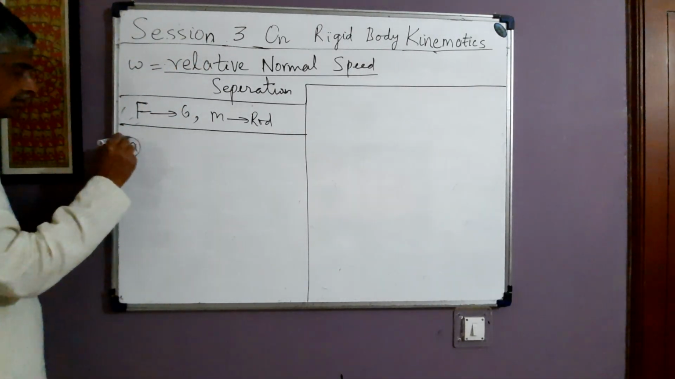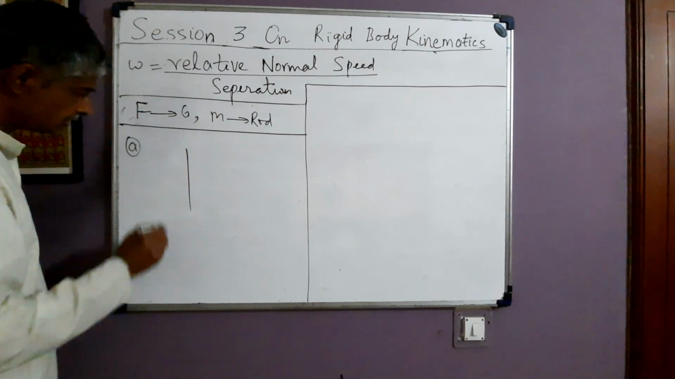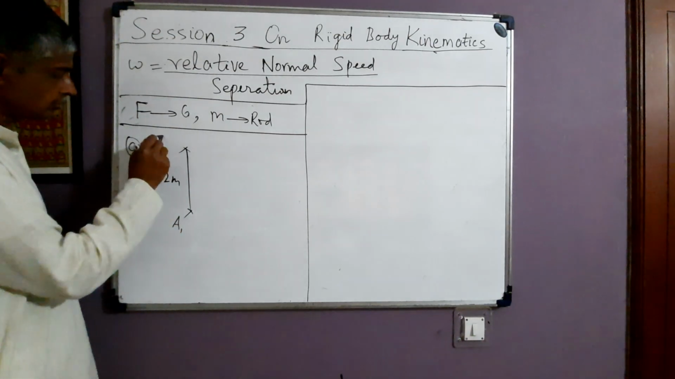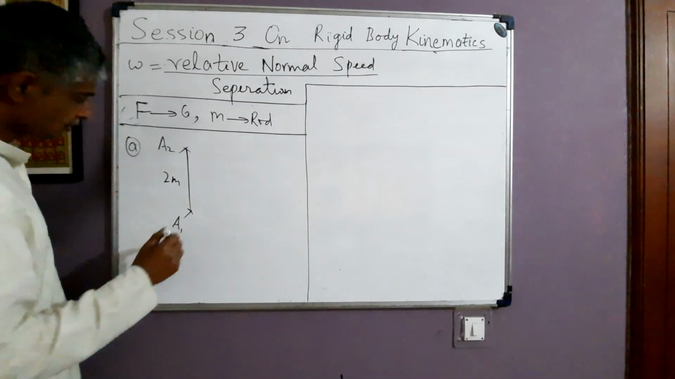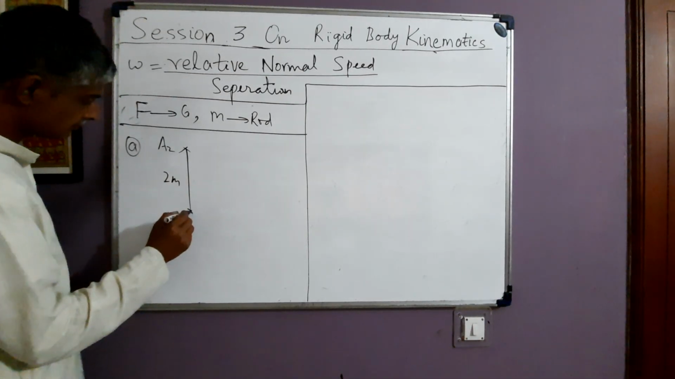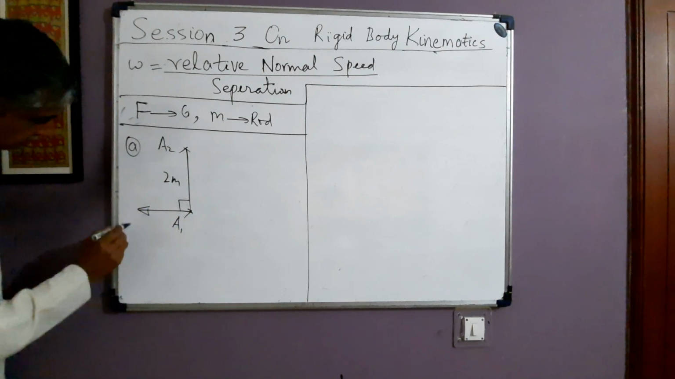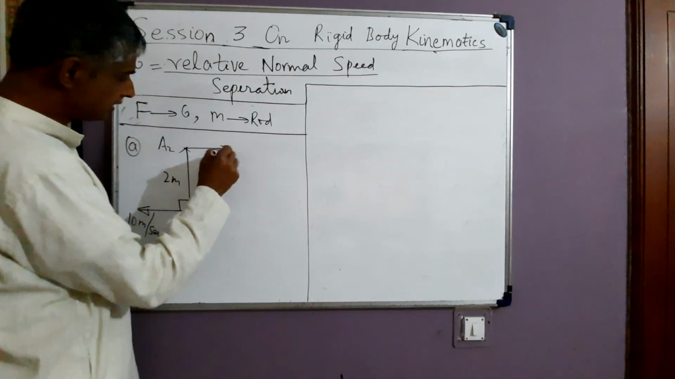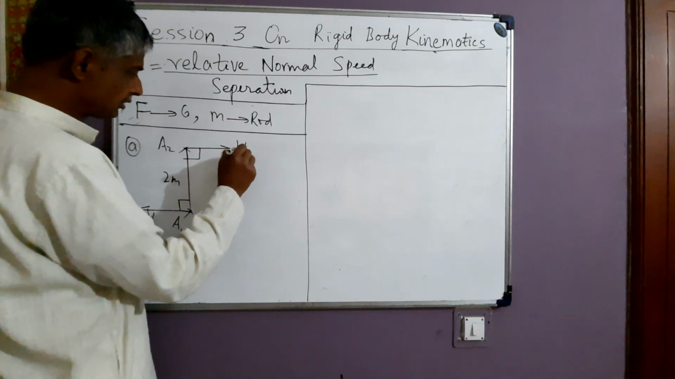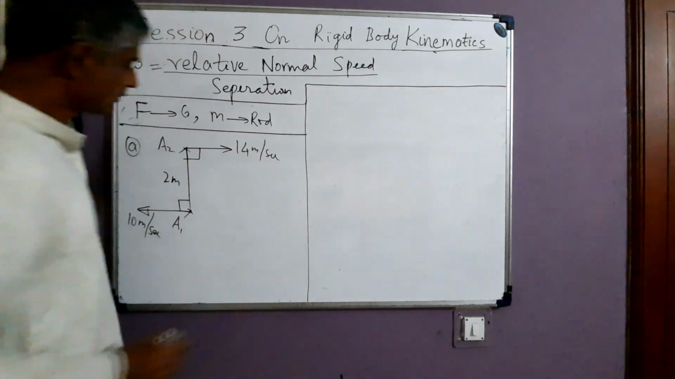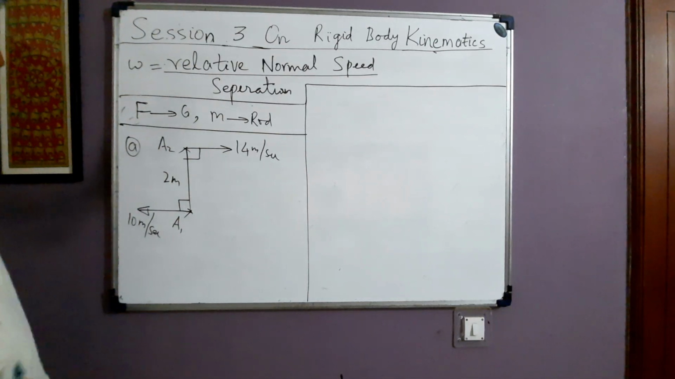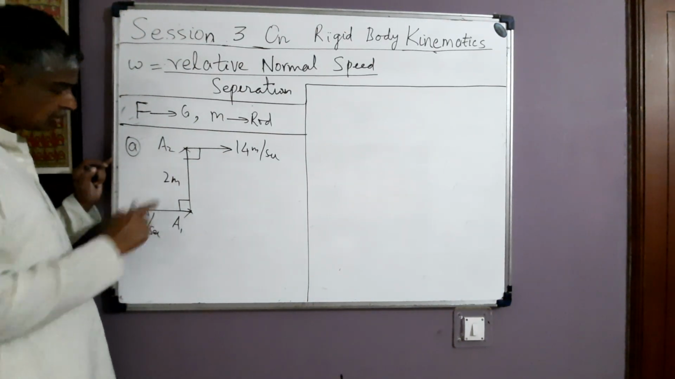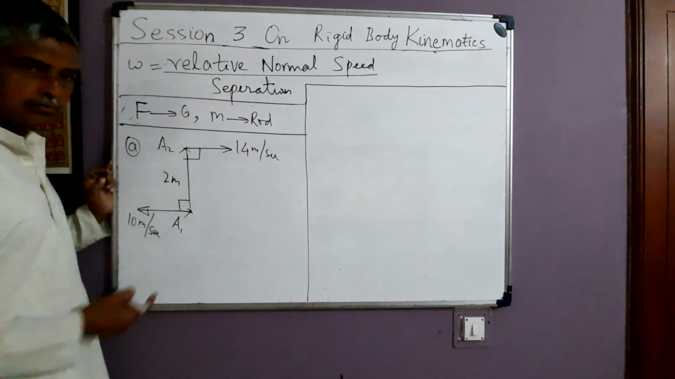So sub case A is this. This is the rod, a 2-meter long rod. This is the end A1, this is the end A2. Velocity of A1 is, say, 10 meter per second leftward, perpendicular to the rod. A2 is rightward at 14 meter per second. We have to specify the value of omega. The velocities of A1 and A2 are both perpendicular to this rod.